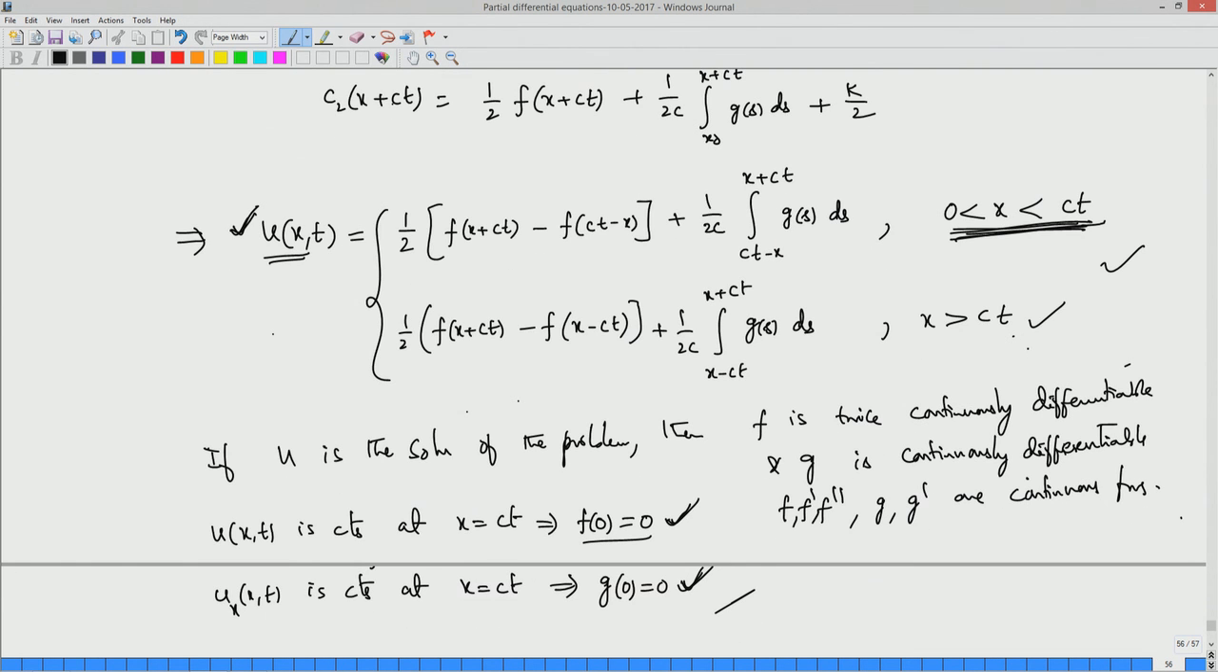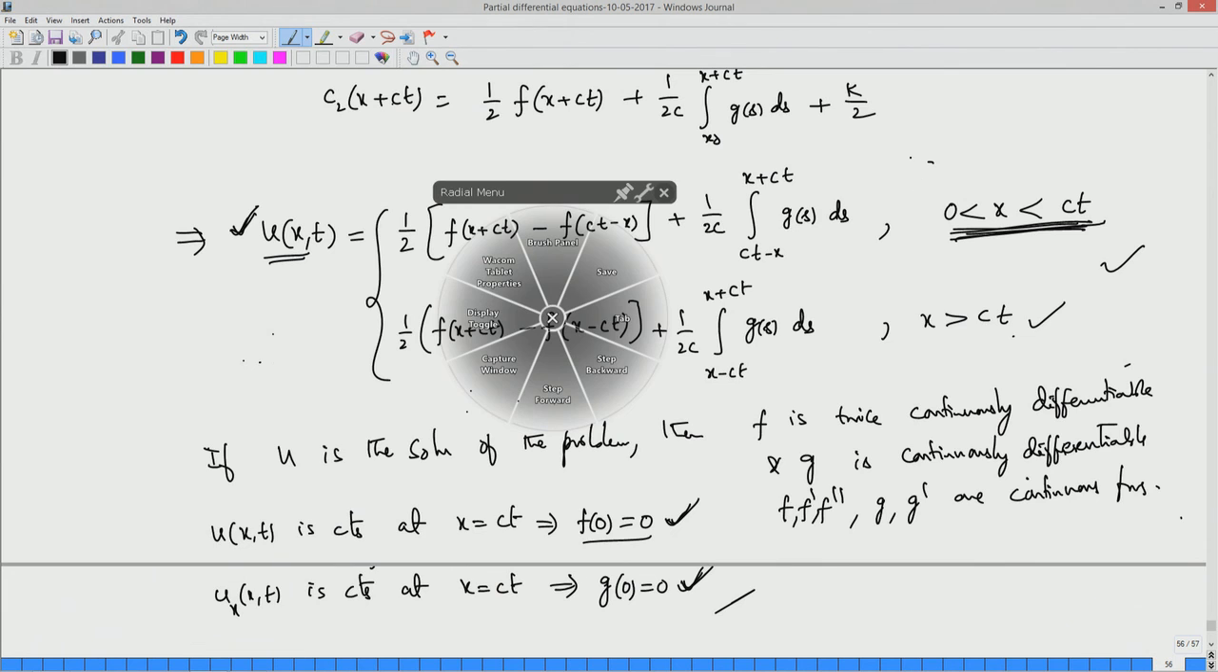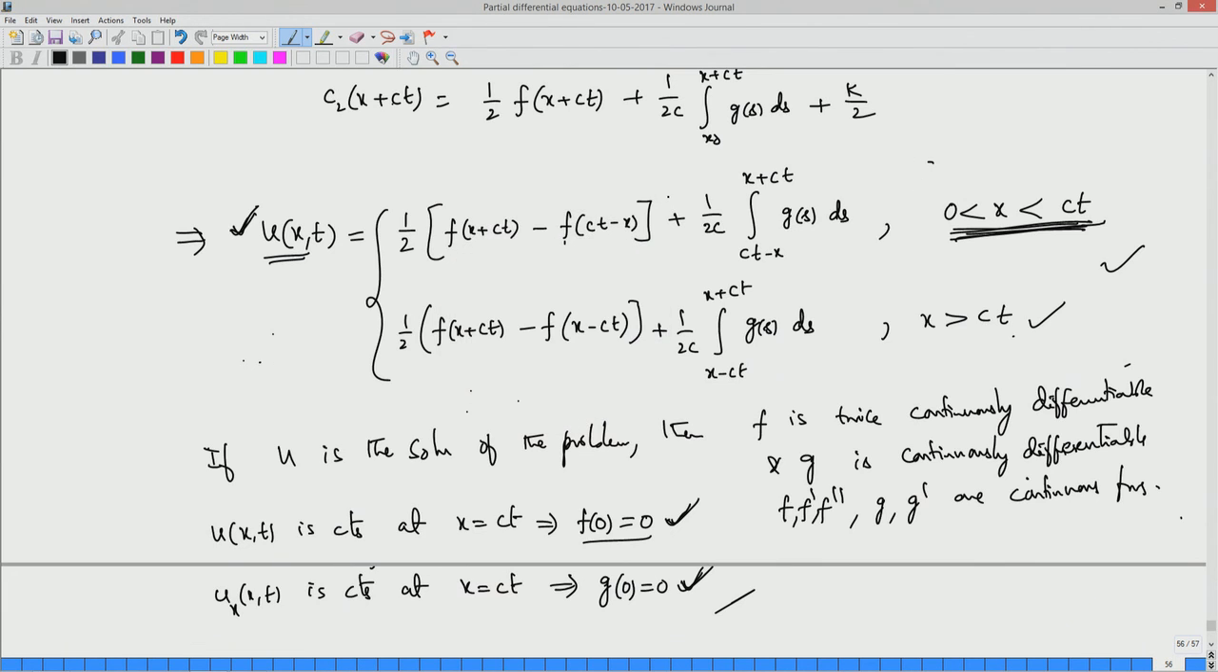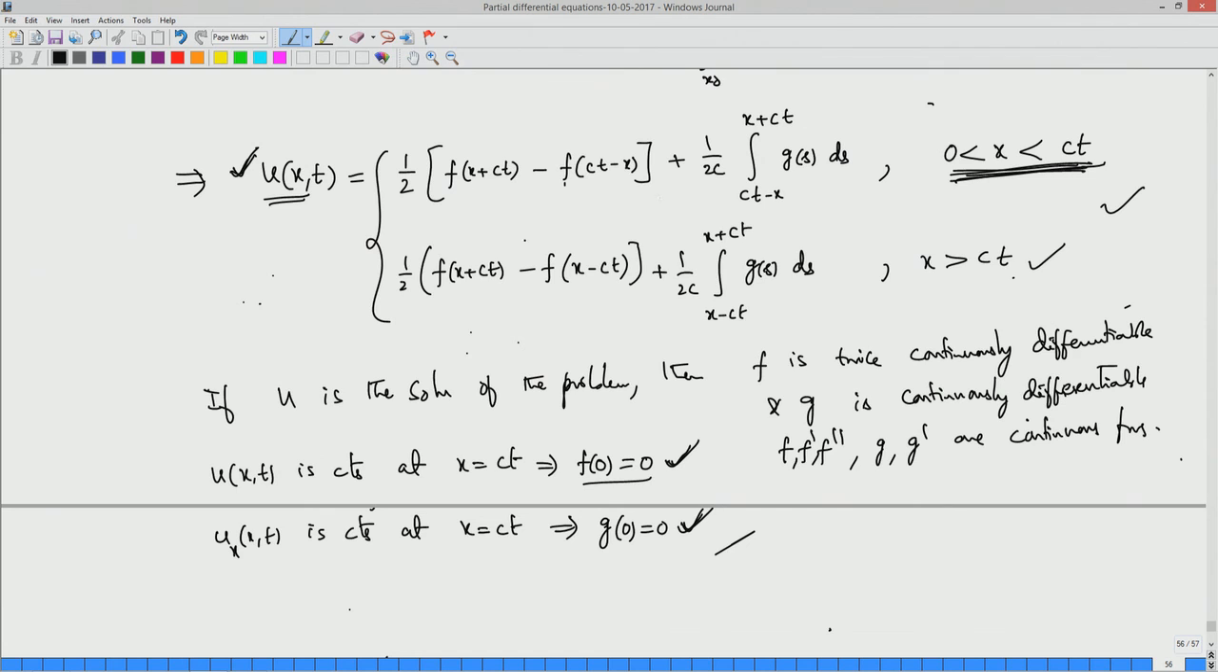Now, this is how you constructed it. If you want this to be a solution of your wave equation, f has to be twice differentiable and g has to be one time differentiable, and it has to be continuous. By using continuity of u at x equal to ct, you will see that f of 0 is 0. u x or u t being continuous at x equal to ct will give you g of 0 is 0. So, the initial data has to be like an odd extension, where f of 0 is 0 and g of 0 is also 0.